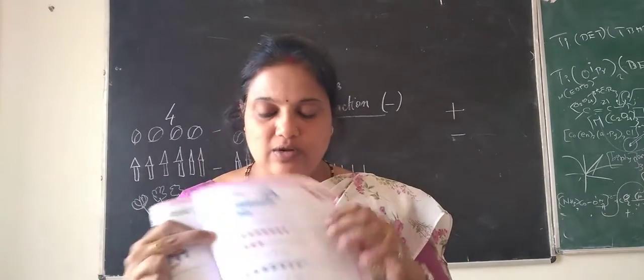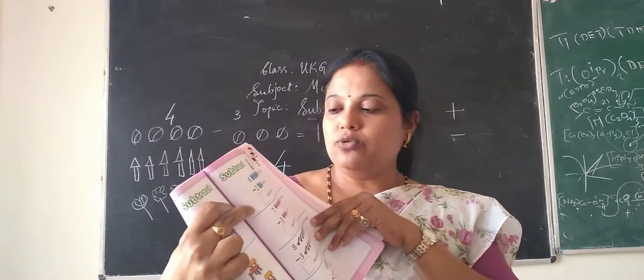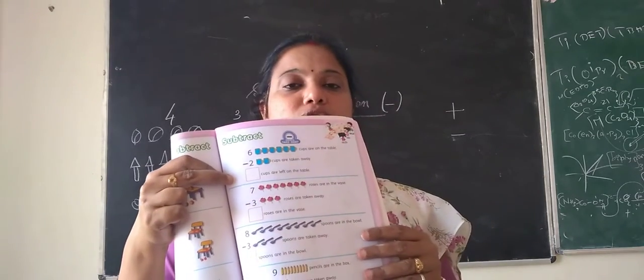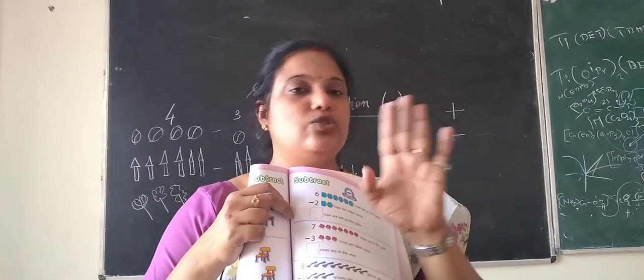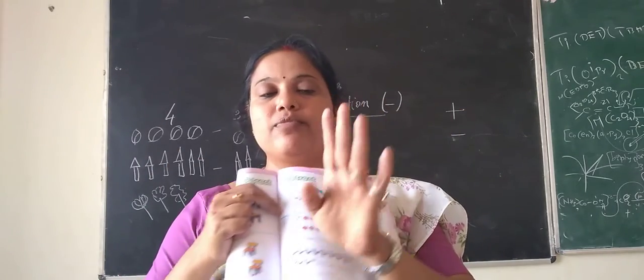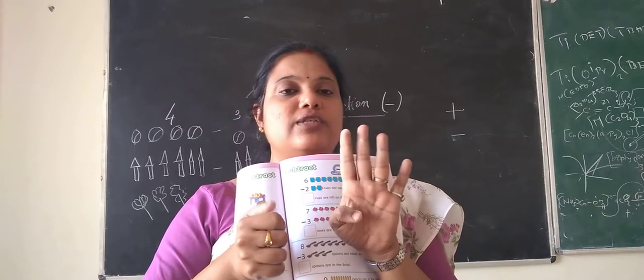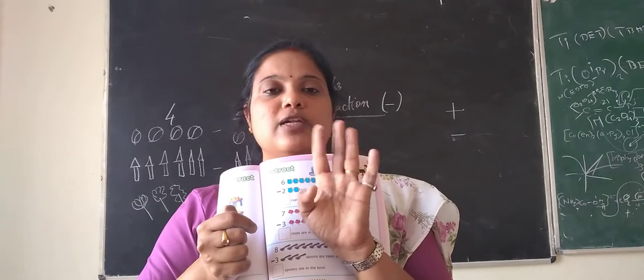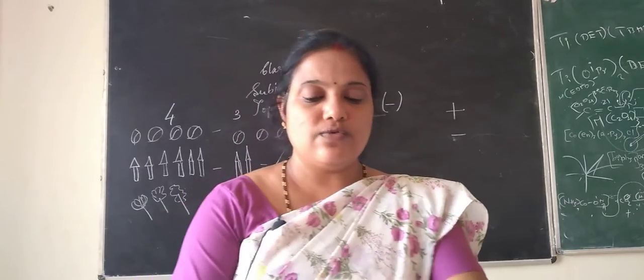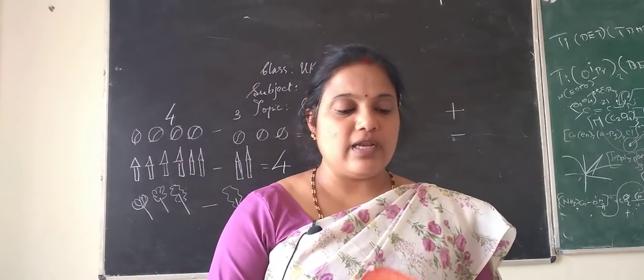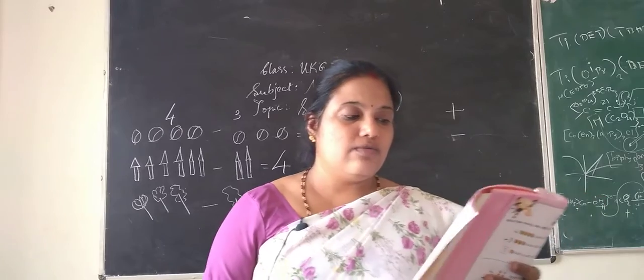Children, 6 cups are on the table. Then 2 cups are taken away. Out of 6, if you take 2, what is pending? If you remove 2, then pending is 4. 1, 2, 3, 4. So 4 is the answer. 6 minus 2 equals 4.